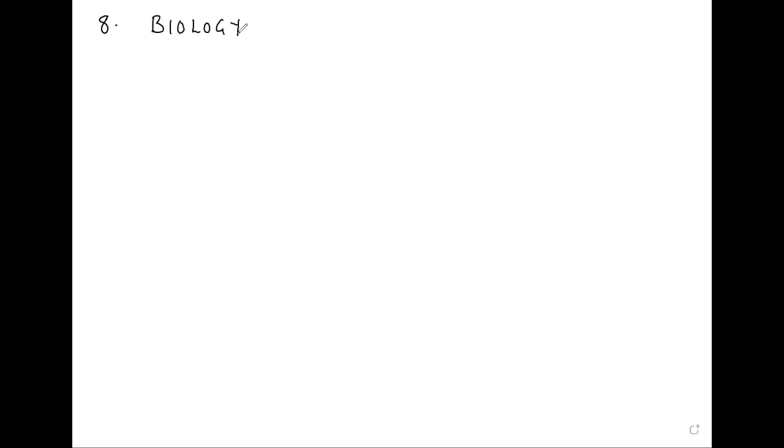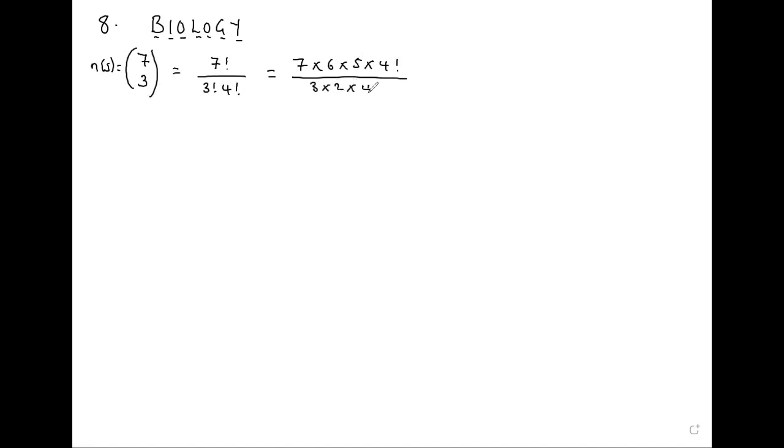So first to count, how many letters do we have? 1, 2, 3, 4, 5, 6, 7. So 7 choose 3 is the number of possible selections. This is 7 factorial over 3 factorial 4 factorial, which is 7 by 6 by 5 by 4 factorial over 3 by 2 by 4 factorial. So we cut here, 6 there, so we have 35 ways of picking 3 letters from the word biology.